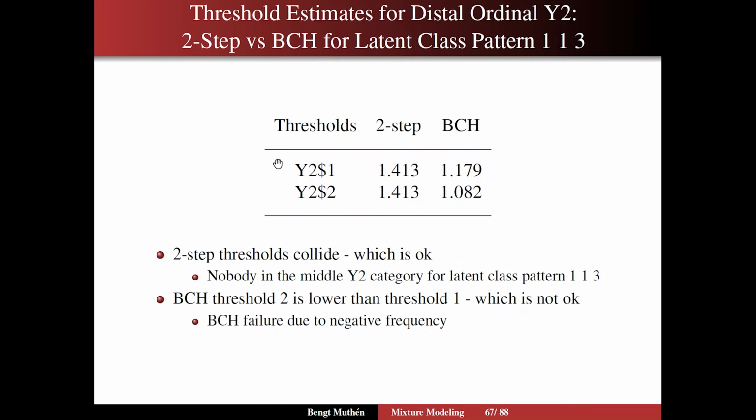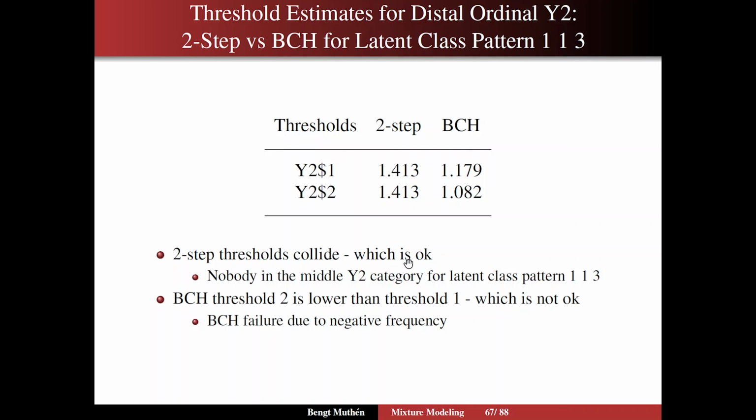So the thresholds then for Y2, since Y2 has 3 categories, it has 2 thresholds. For two-step, we see that the thresholds are the same, and therefore leaving no room for anybody in between the two thresholds. You have people below the first threshold, you have people above the first threshold, below the second, and you have people above the second threshold. Those are the three observed categories for the Y2 variable. But when the thresholds are the same, they collide, and then nobody is in that middle category.